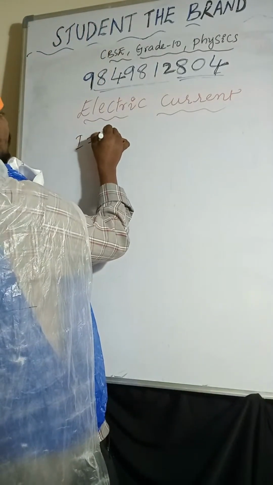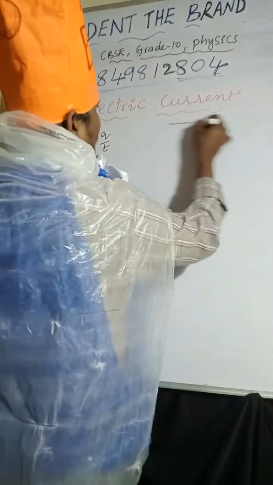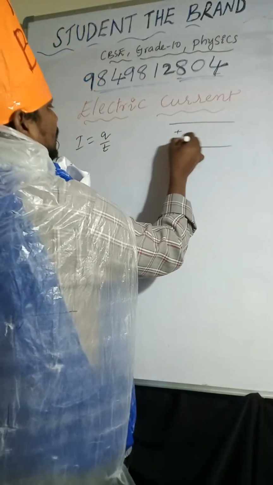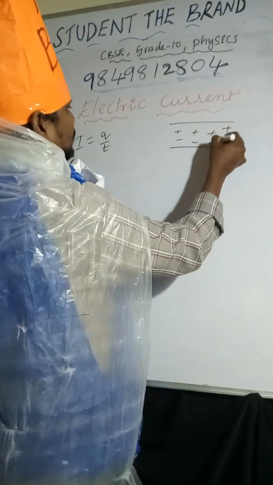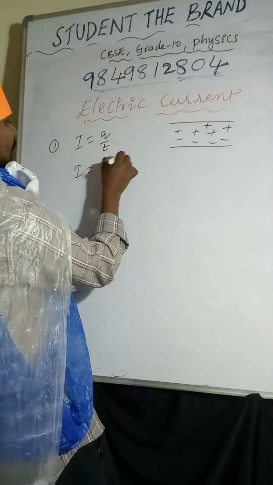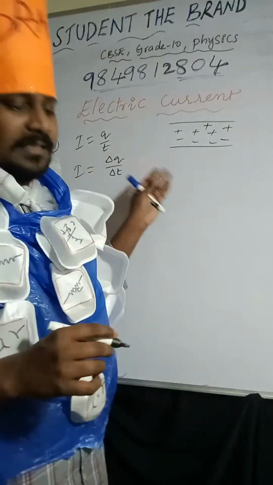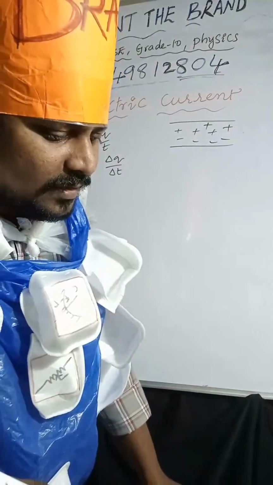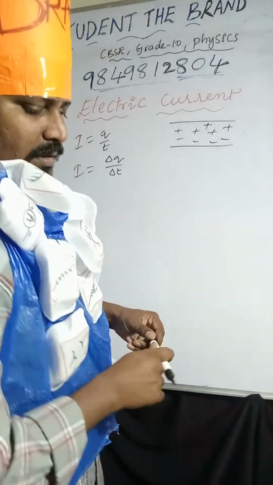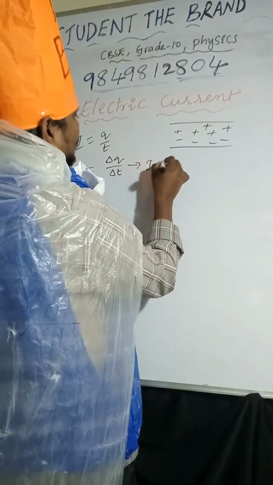I equal to Q by T. So charges are moving inside of the conductor. Positive charge, negative charge, positive charge, negative charge. So I equal to delta Q by delta T. So this is instantaneous current.